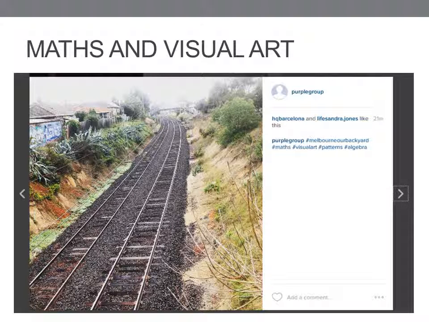So now I'll go through some of the contributions that I made to our collaborative art installation. The two disciplines I chose to focus on were maths and visual art, two areas which I believe are closely linked in the curriculum and can be really easily integrated.